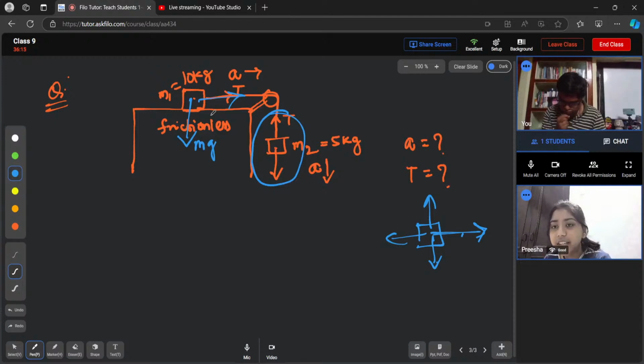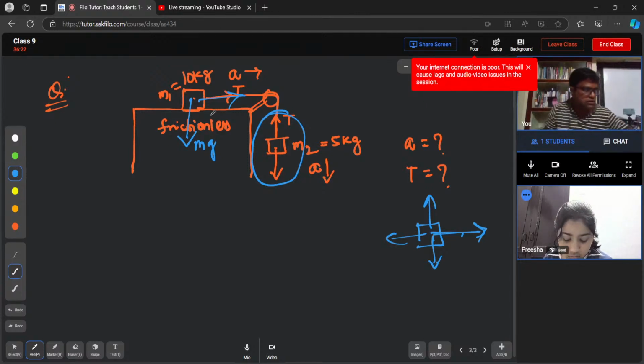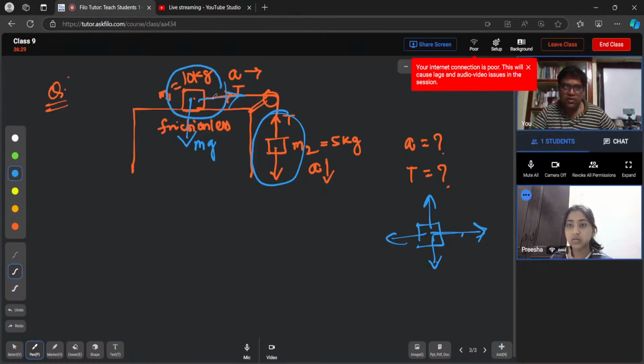So what is the value of A? The value of A also we have to find. So here for this part, only tension is pulling it. There is no force on the left side. So net force is tension itself. So tension is your M1A. There is no force on the left side, so only tension is pulling it, right?